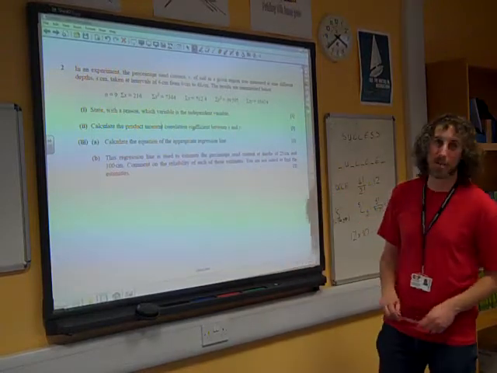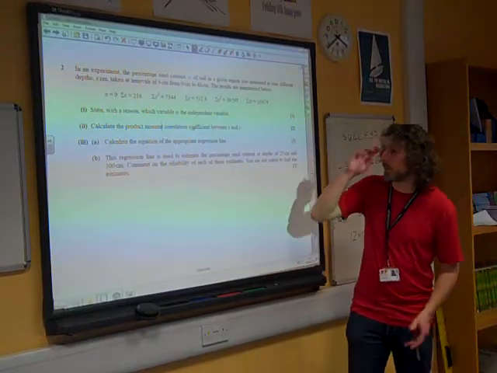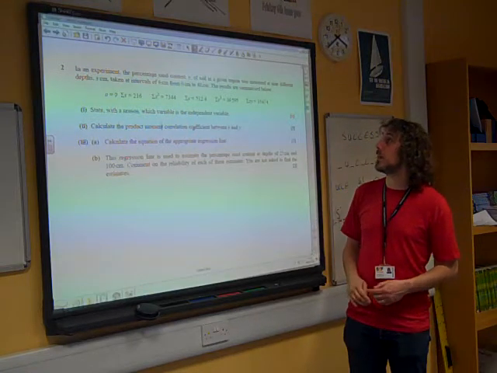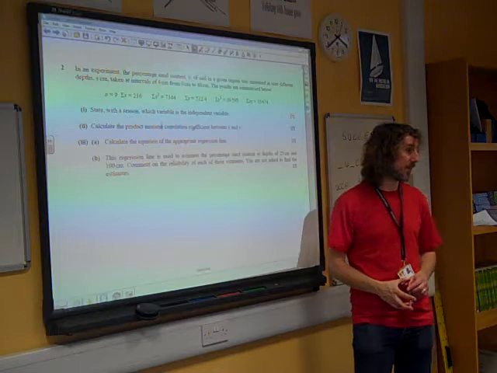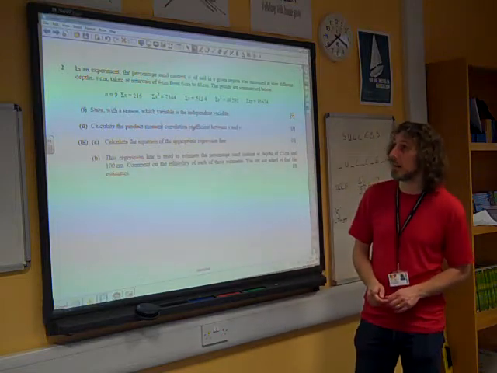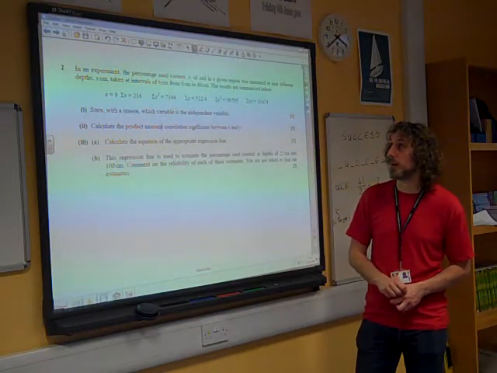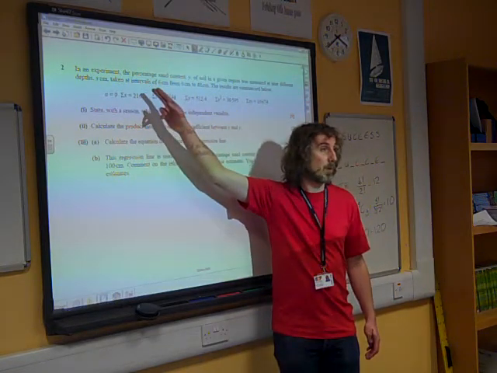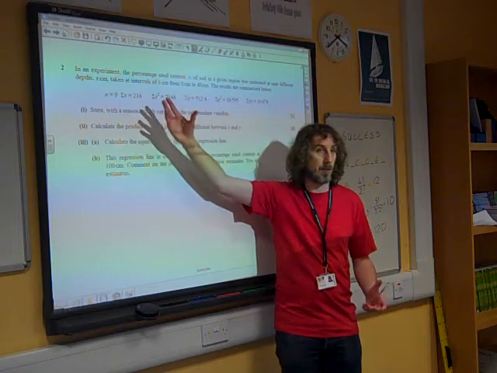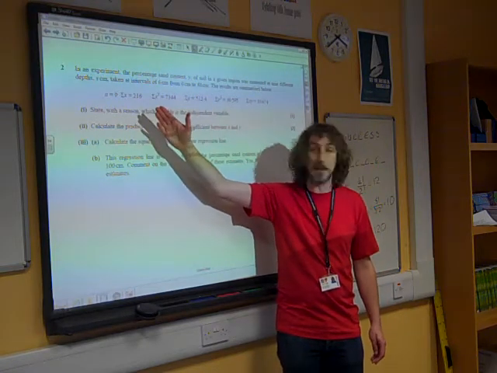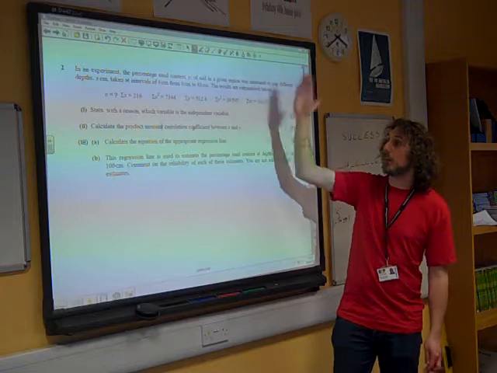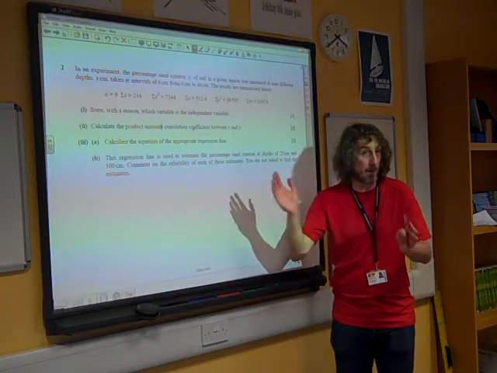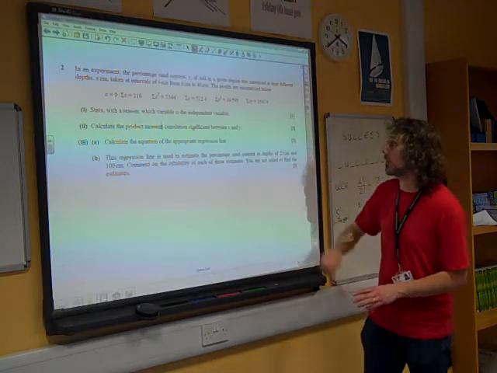Here we are. So, in an experiment, question 2, the percentage sand content of soil in a given region was measured at 9 different depths, x centimetres, taken at intervals of 6 centimetres from 0 to 48. This is important. So this thing about x, before anything's happened, they decided that x was going to be every 6 centimetres from 0 to 48. So x doesn't depend on anything, it's already fixed. The results are summarised below.